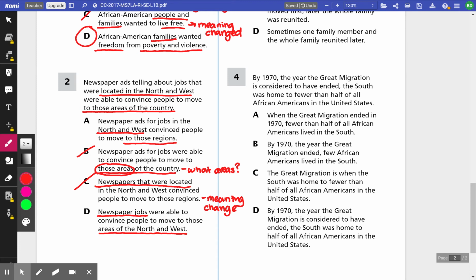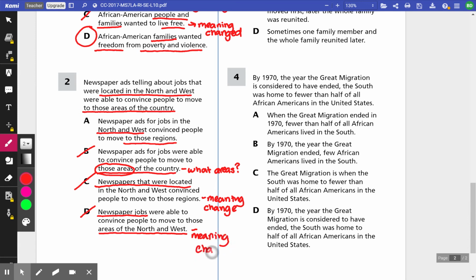I don't remember it ever saying that, right? And you can look up at the original sentence, and it doesn't say that they were newspaper jobs. It says that they were newspaper ads telling about jobs. So we know that it wasn't a newspaper job. So answer choice D has changed the meaning as well. They have made it into something totally different, and we can't have that.